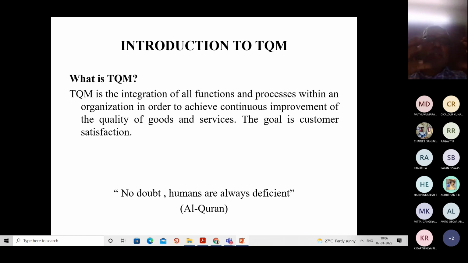So what is total quality management? It is the integration of all the functions and processes within an organization in order to achieve continuous improvement. That is very important because nothing will come overnight. That is a problem with this generation. Someone says, within 7 years I want to become general manager. I see some teachers who do a PhD at a reputed organization, some even at VIT, some abroad. But within 7 years you cannot become vice chancellor, because continuously you have to improve, and only at a later stage will you get it. Nothing is going to come overnight.